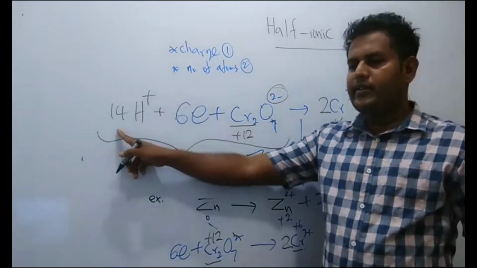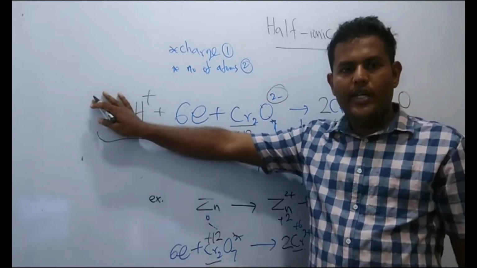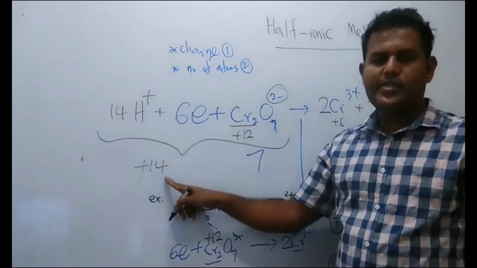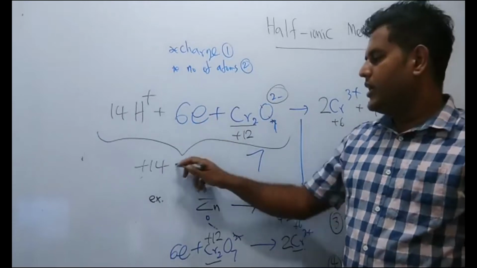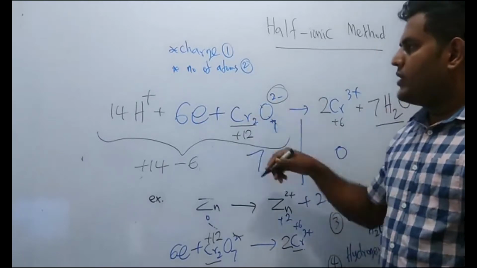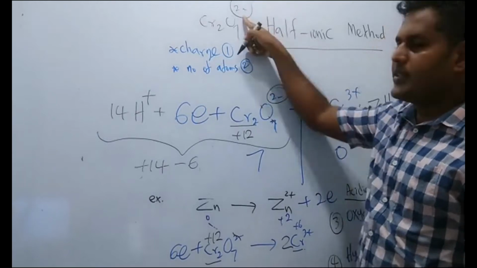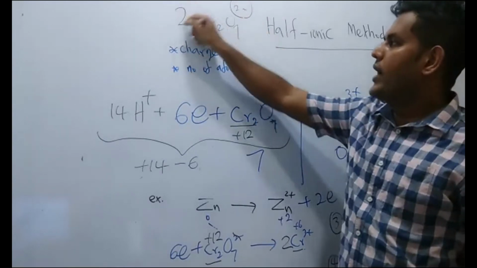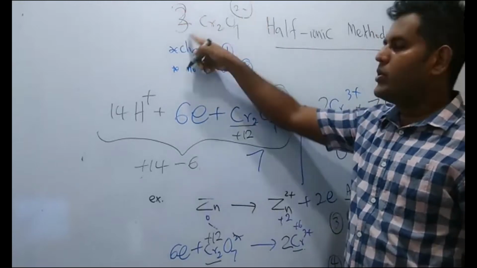The overall charge: plus 14. The charge of H plus is plus 1, so 14 H plus gives plus 14. An electron is minus 1, so 6 electrons is minus 6. Then dichromate, what is the charge? Cr2O7, 2 minus. The charge of one dichromate is minus 2. If you have 2 dichromates, that's minus 4. If you have 3 dichromates, minus 2 into 3, minus 6.